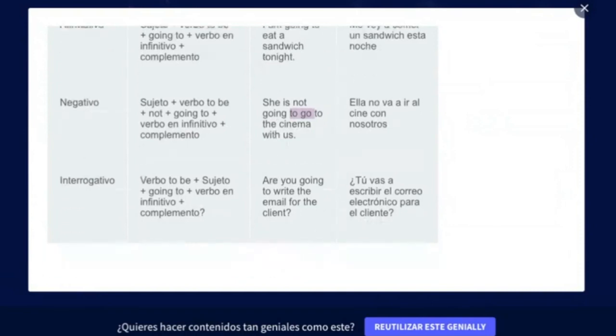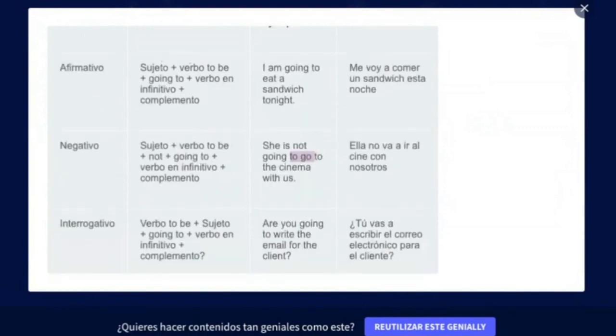Y por último, la estructura interrogativa es lo mismo que la afirmativa, solamente cambia la posición del verb to be y del sujeto. Si en la afirmativa comenzamos con el sujeto seguido del verb to be, en la interrogativa vamos a comenzar con el verb to be seguido del sujeto, ¿ok? Más going to, más el verbo en infinitivo, más un complemento. Por ejemplo, are you going to write the email for the client? Tú vas a escribir el correo electrónico para el cliente. ¿Ok? Es la única diferencia.